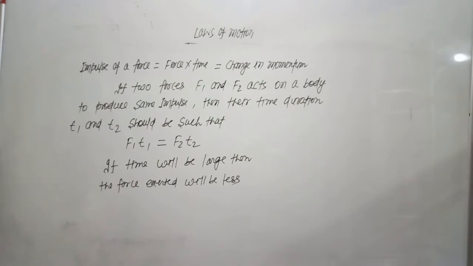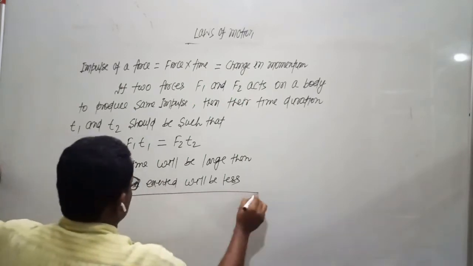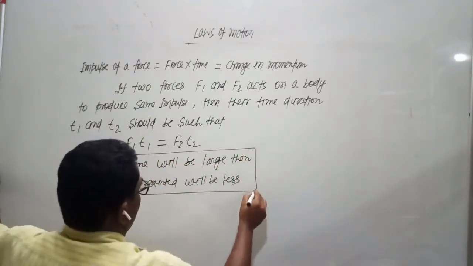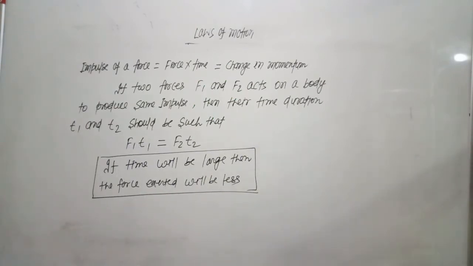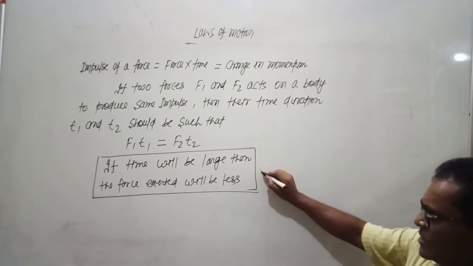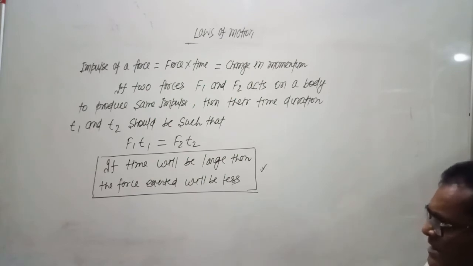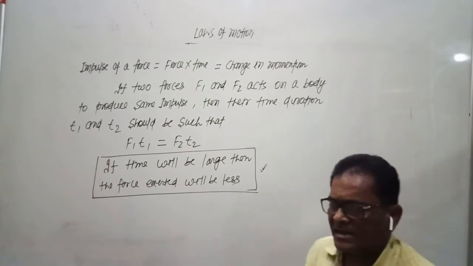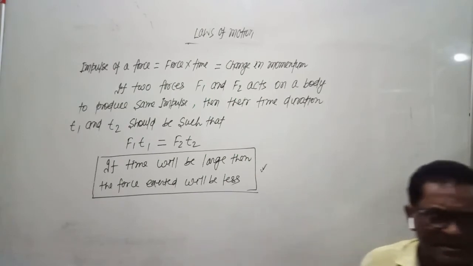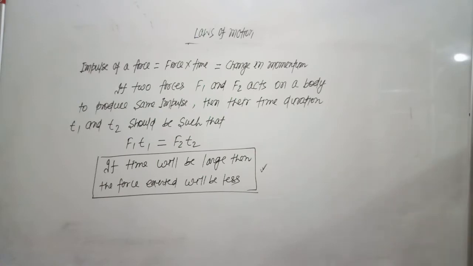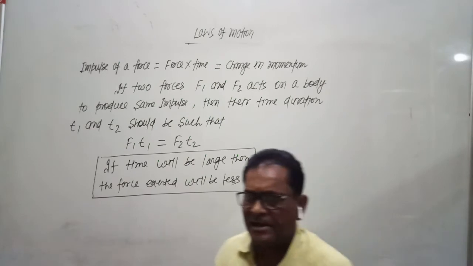If the time is large, then the force exerted will be less, and we use this concept in the application of impulse. We study the application of impulse in detail, but this is the only concept behind it: if the time elapsed is large, then the force exerted will be less. That is the reason a cricketer catching the ball lowers his hand in the backward direction.